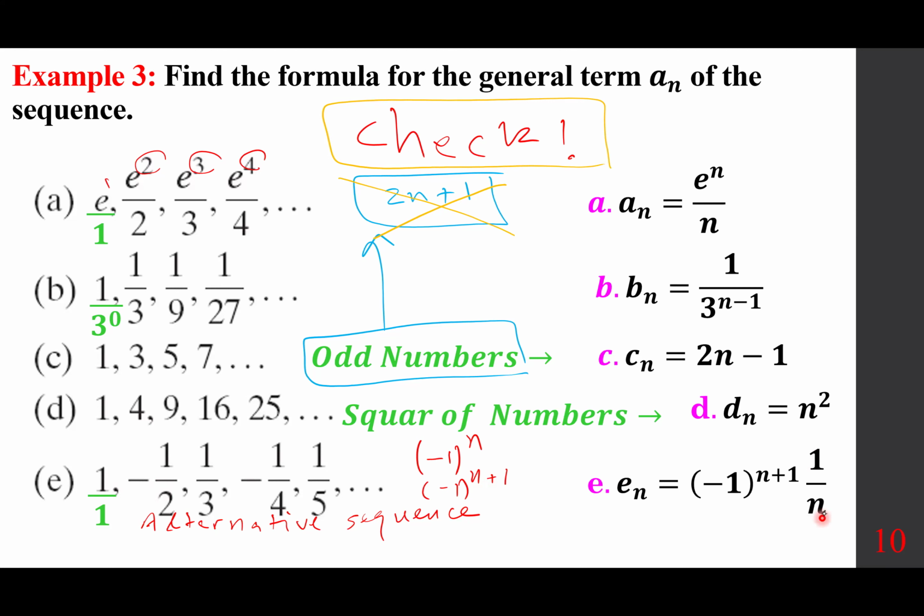This is because of the alternating nature of the sequence. However, if this was negative and this was positive, I had to use this one. So pay attention to the use of negative 1 to the power, which one and why. By the way, in some texts, instead of n plus 1, they may use n minus 1, and it has the same effect as n plus 1.